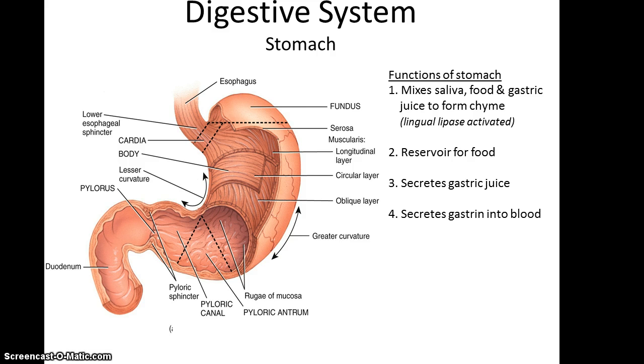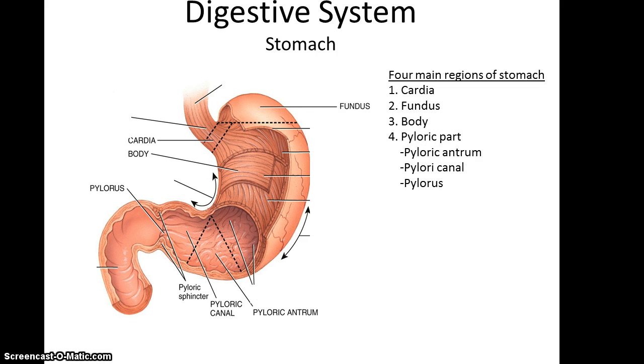It secretes gastric juice, obviously, the enzymes and the acid that will break down the food. And it also secretes the hormone gastrin into the blood, which basically then tells the stomach that it needs to be doing its job.